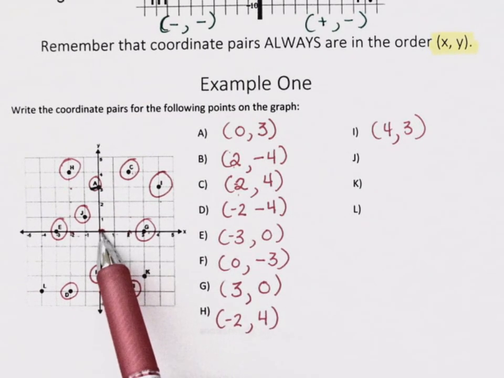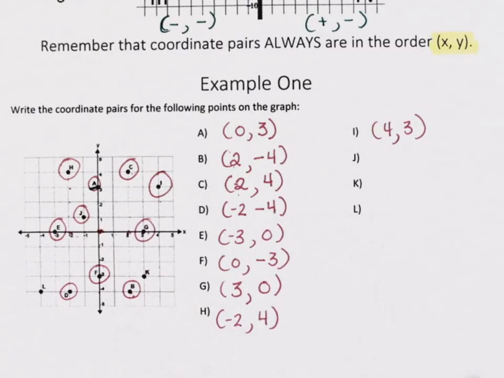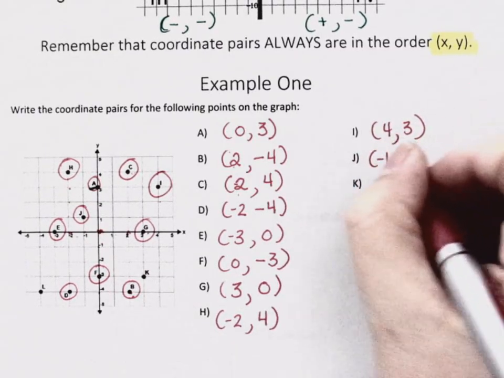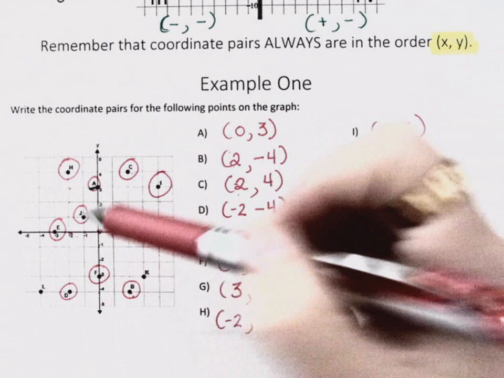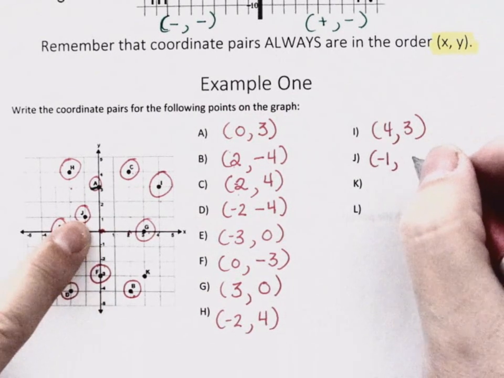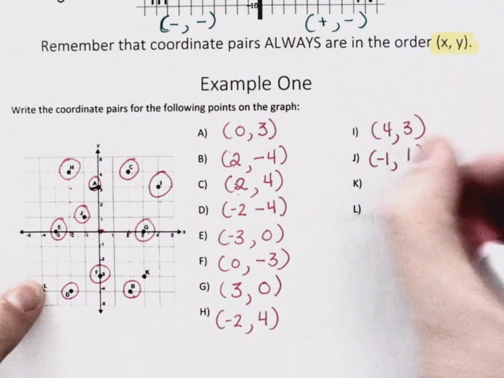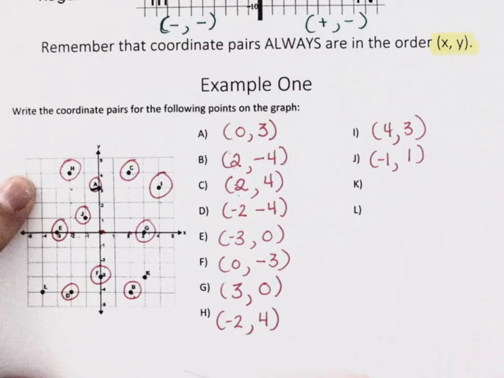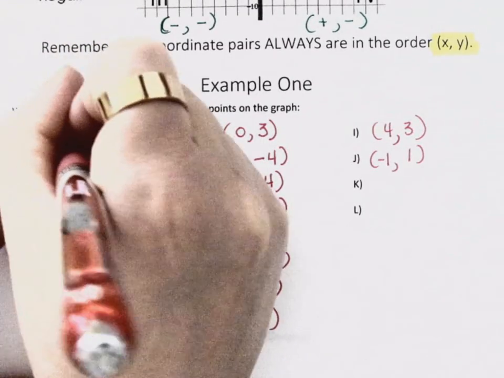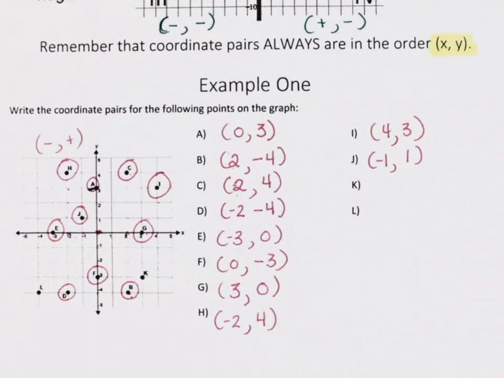So again, start at the origin. This time I'm going left 1. So if I go left 1, that's a negative 1. And then I'm going to go up 1. So I'm moving up into the positive. And we know that anything in quadrant 2 will have a negative x and a positive y, which this point did, which is kind of cool.